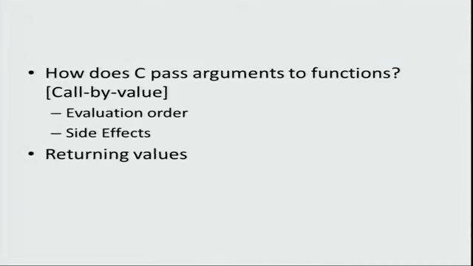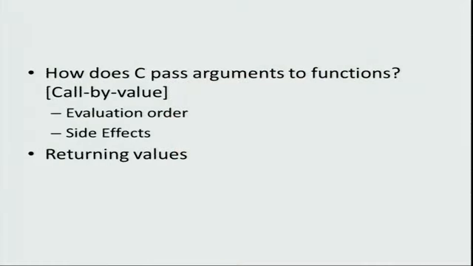In this video, we will discuss a few technical details about how C executes its functions. In particular, we will see how C passes arguments to its functions, and also how it returns values. When passing arguments, we will talk about issues like evaluation order, that is, in what order arguments are evaluated if there are multiple arguments, and we will discuss what are known as side effects.